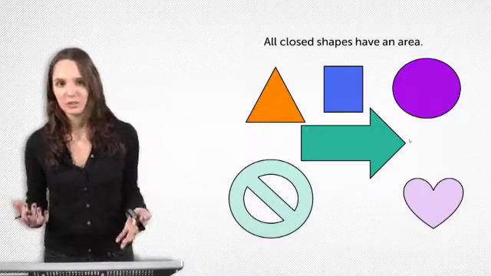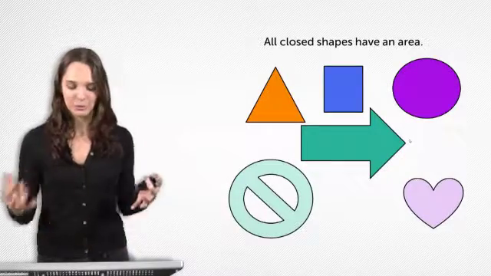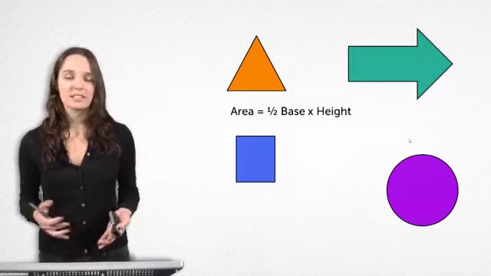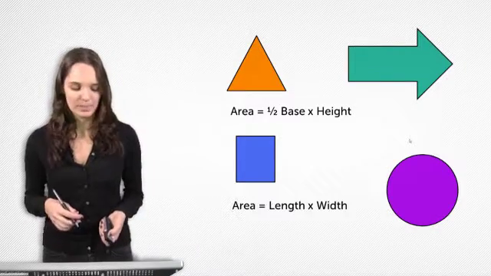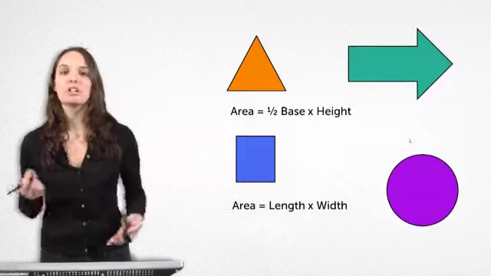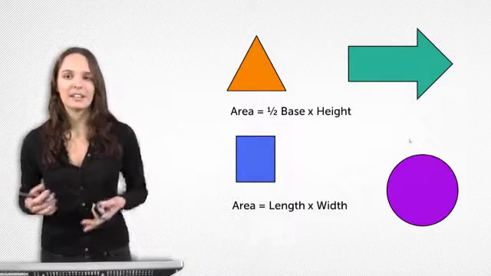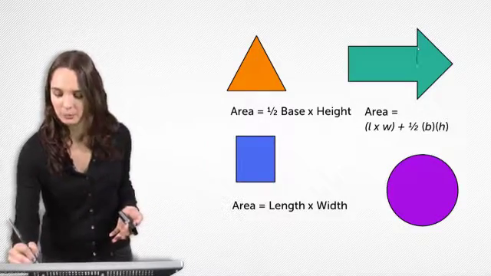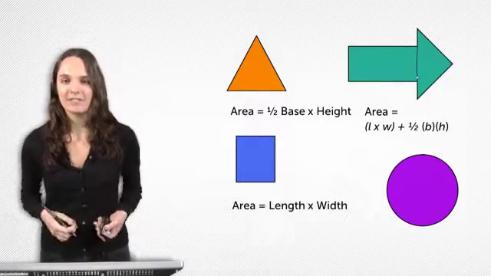Now, all closed shapes have an area, even sort of weird shapes like this arrow here. And for a lot of them, we have formulas. A triangle is 1/2 base times height. A rectangle is length times width, and then we can even put together shapes to find areas of stranger shapes here. For example, this arrow could be the area of this rectangle plus the area of that triangle.